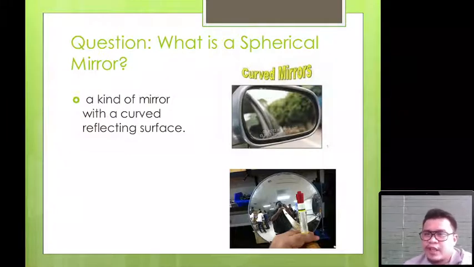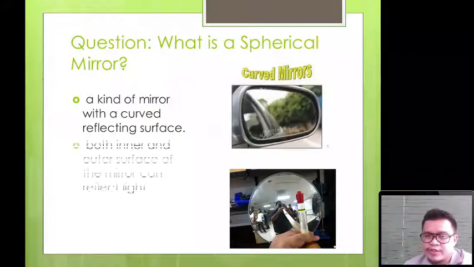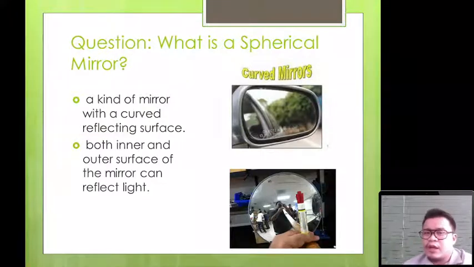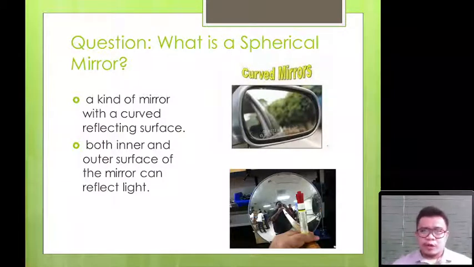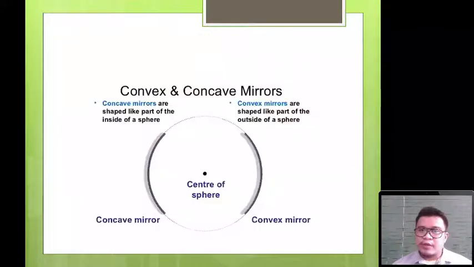Okay, so spherical mirrors are a kind of mirror with a curved surface. And of course, just like plain mirrors, they utilize the reflection of light to form images. Both the inner and outer surface of the mirror can reflect light rays. There are actually two types of spherical mirrors. The other term for spherical mirrors is curved mirrors. So every time you hear curved mirrors and spherical mirrors, they are just the same. Okay?